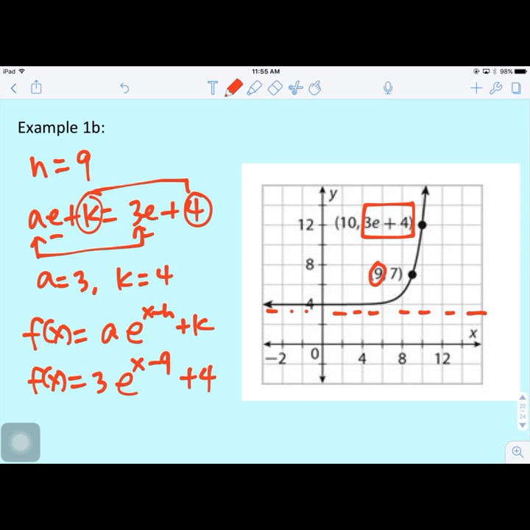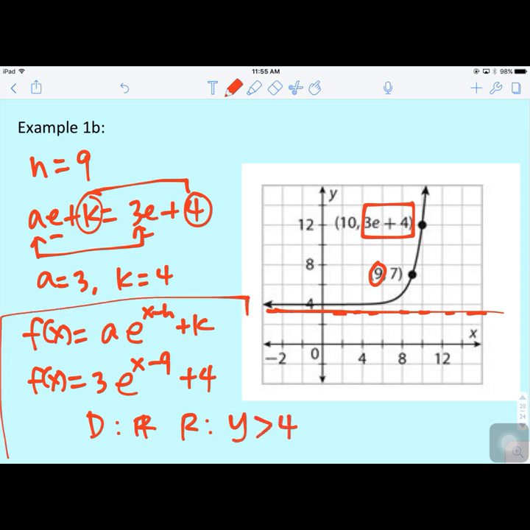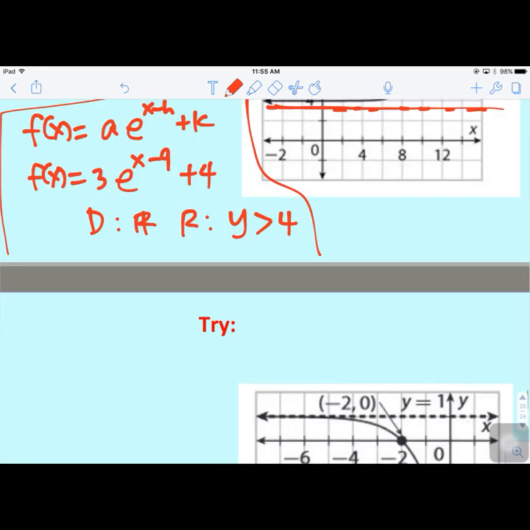So that's a +4. Lastly, we probably want to identify the domain, which is all reals, and the range. The graph is lying above the line y equals 4, so it's y greater than 4, and that is the complete answer for this problem. Hopefully you got it right earlier.